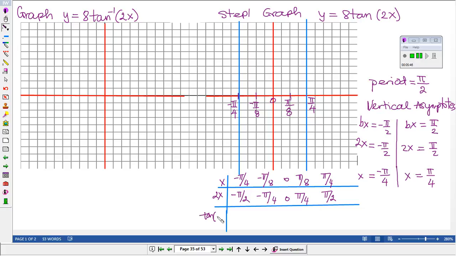Okay, now we only find tangent of 2x. If you look here, these are the 5 values of our parent function tangent. You can see that it will be undefined because this is our vertical asymptote. So that will be undefined, negative 1, 0, 1, and then undefined.